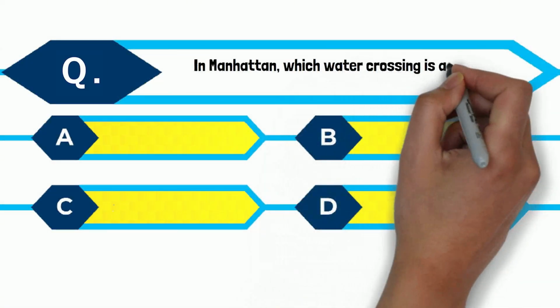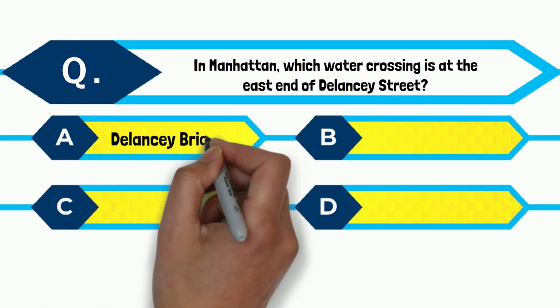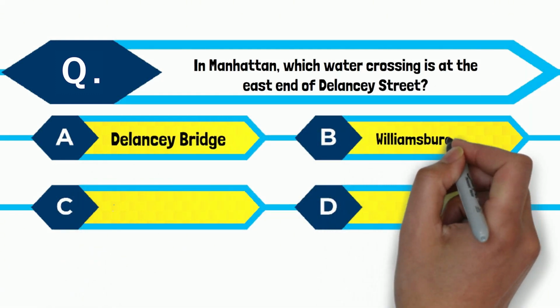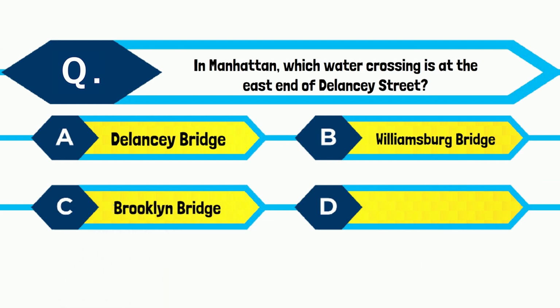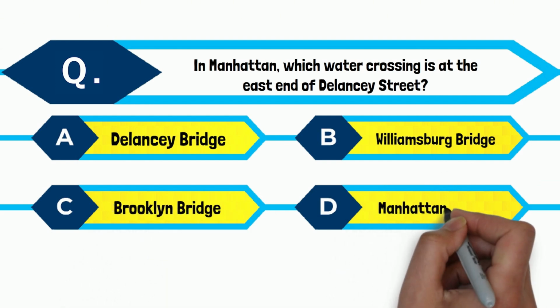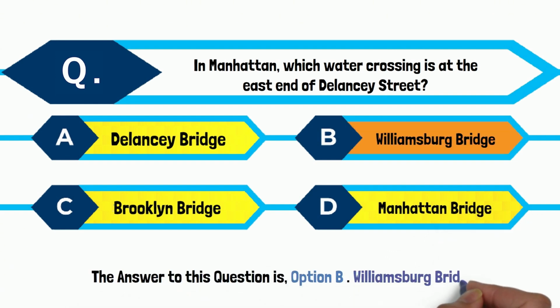In Manhattan, which water crossing is at the east end of Delancey Street? Option A, Delancey Bridge. Option B, Williamsburg Bridge. Option C, Brooklyn Bridge. Option D, Manhattan Bridge. The answer to this question is option B, Williamsburg Bridge.